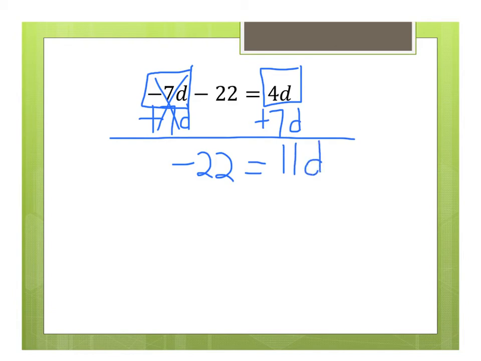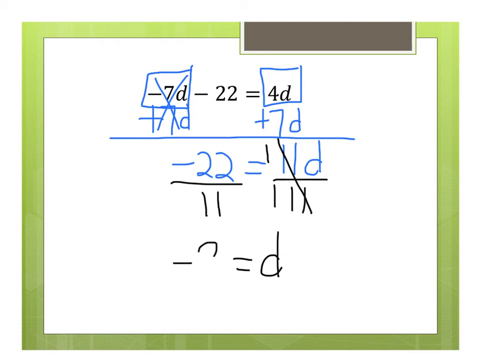So now I have my variables on one side and my constants on the other already. So now all I have to do is solve for the variable. Since 11 is being multiplied by d, we're going to divide by 11 on both sides. 11 divided by 11 is 1, so we're left with our d. Negative 22 divided by a positive 11 is a negative 2. So d equals negative 2.